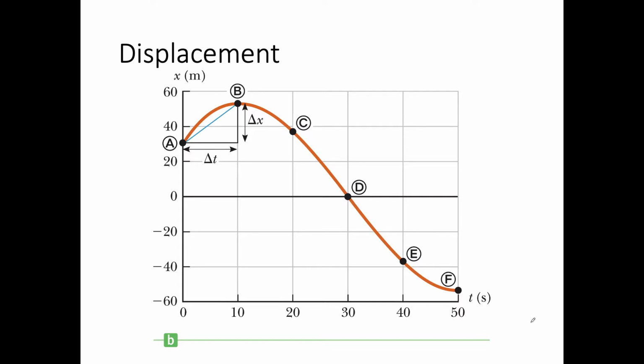And we can represent the displacement using a graph. Displacement is always final position subtract initial position. So this gives us the displacement from A to B, and this gives the displacement from B to C. So it's negative from B to C.